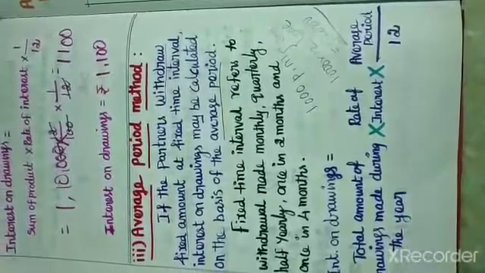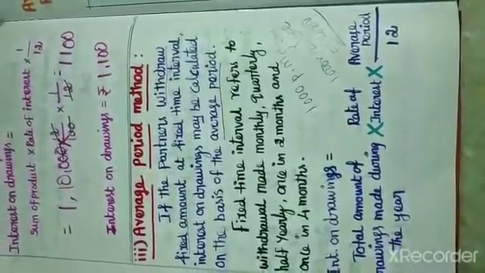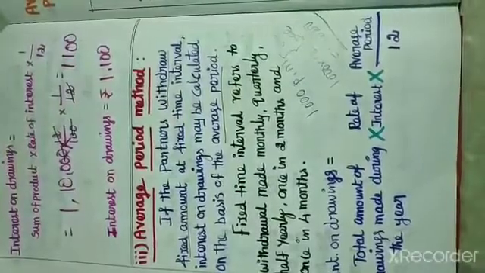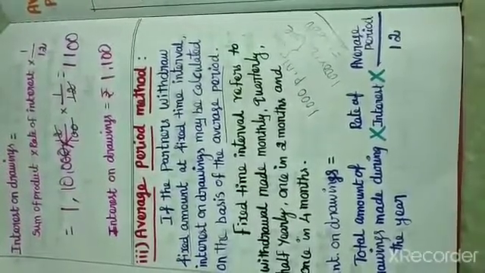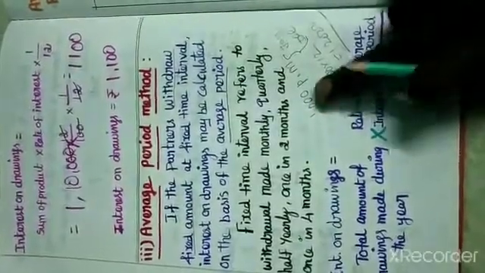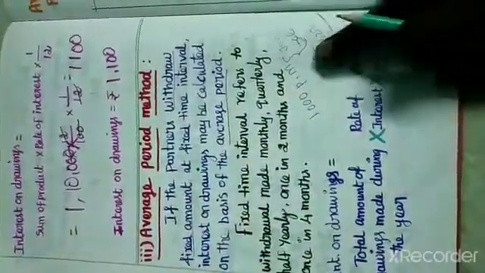So in that sum we have to calculate, we should know what the fixed time interval is. What is the fixed time interval? You have to know that every month, in the year 12 months are there. So we have to multiply the month value into 12.